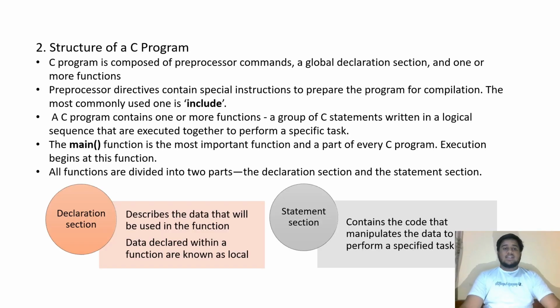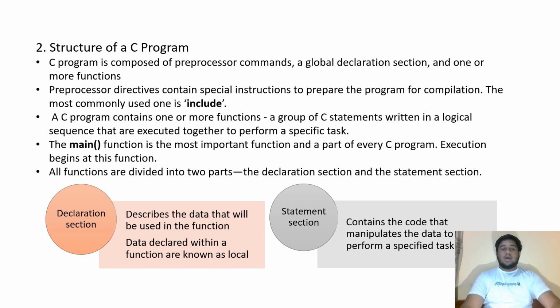Guys, now let us see the structure of a C program. A C program is composed of a preprocessor command, a global declaration section, and one or more functions. A preprocessor directive contains a special instruction to prepare the program for compilation. The most commonly used one is include.